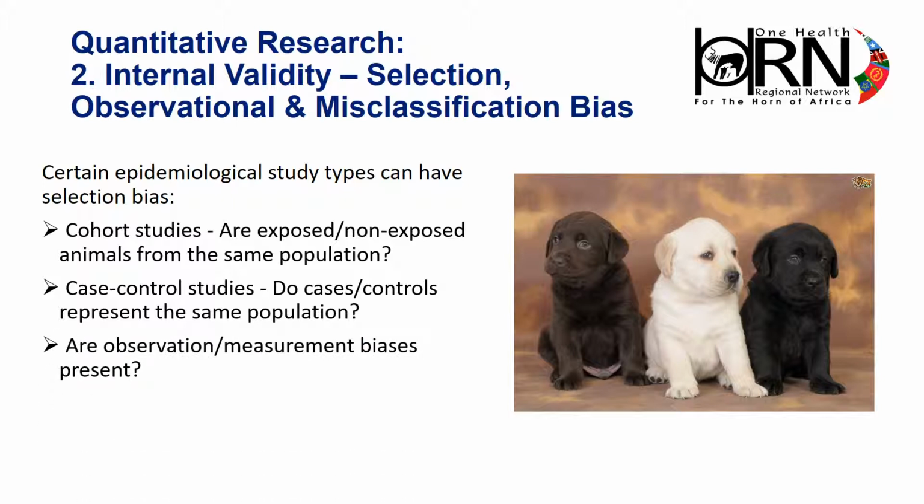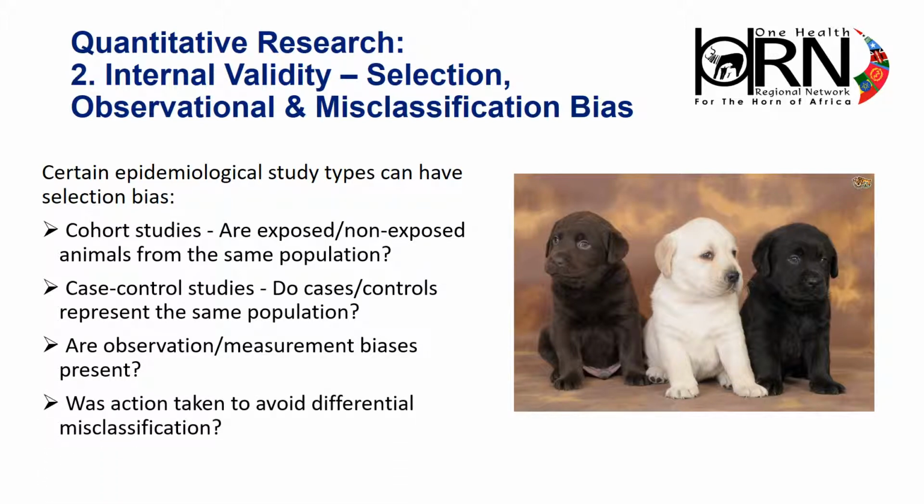Are observation and other measurement biases present? Do all the measurements used conform to standards deemed necessary to obtain true values? Often it is difficult to measure the exposure we are actually interested in, so we measure a de facto or proxy factor that we hope will tell us what we need to know. Is this measurement appropriate? Was action taken to avoid differential misclassification? For example, if more than one instrument or observer was used to make measurements, were these assigned equivalently or randomly to the groups being compared?